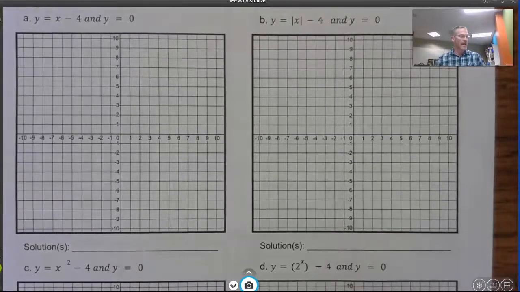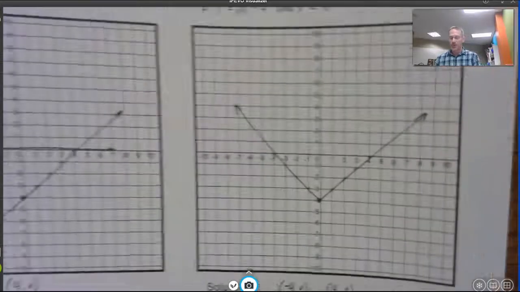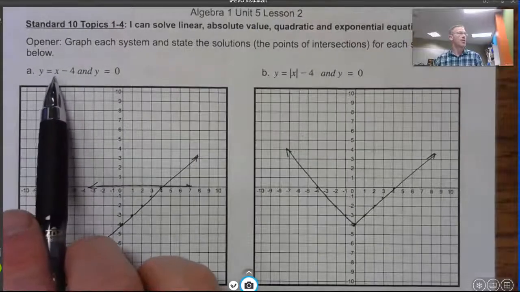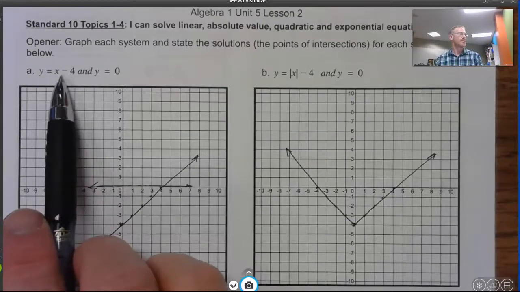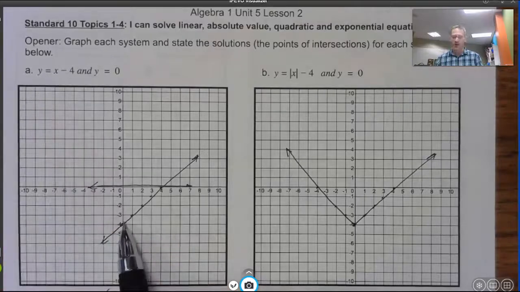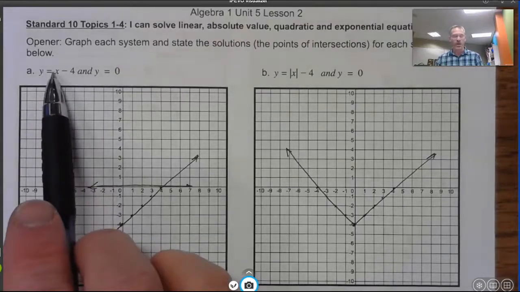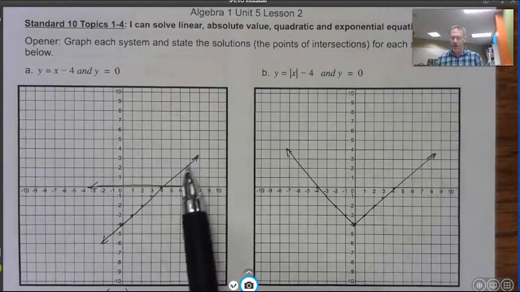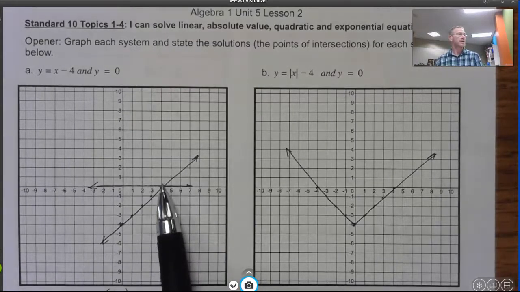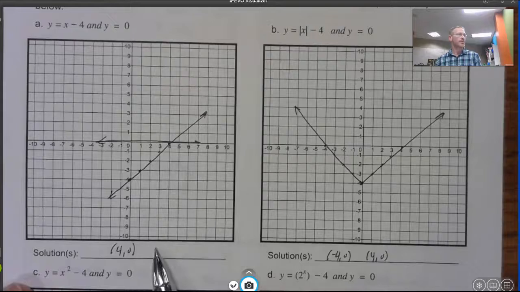I have my work right here, so let's take a look. If we look at the first graph, we know this is a line: no exponents, no absolute value bars. This is in point-slope form, and so we know our starting point is (0, -4) and our rate of change is 1 over 1. The line y equals 0 is the x-axis, and we can see that it intersects at (4, 0), so that would be our solution.